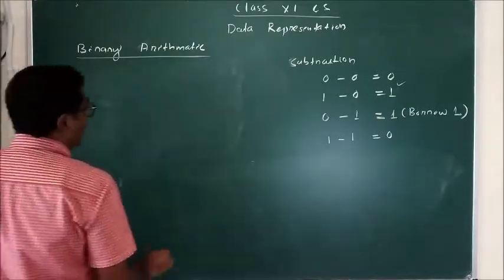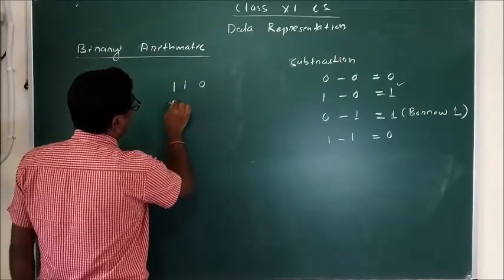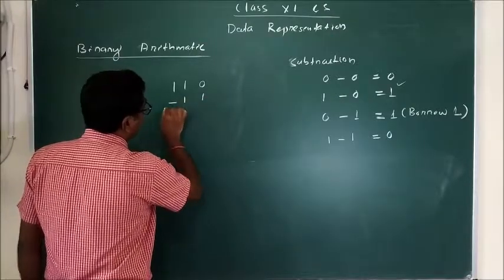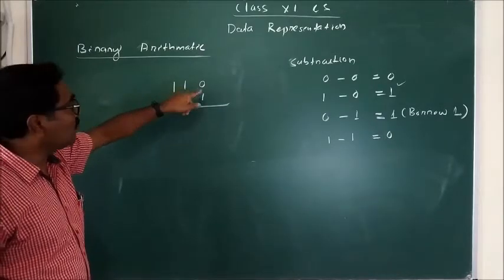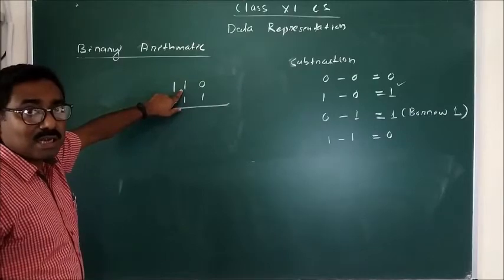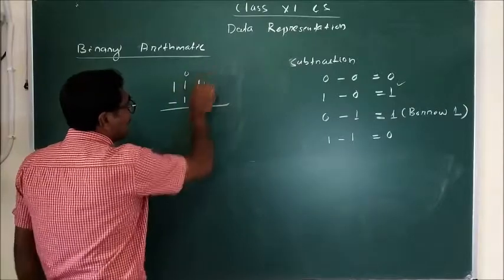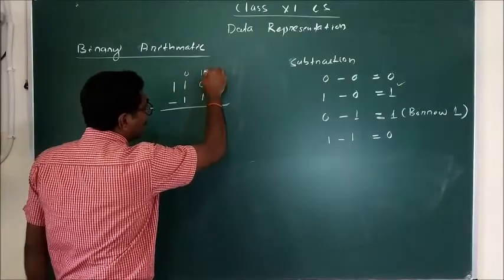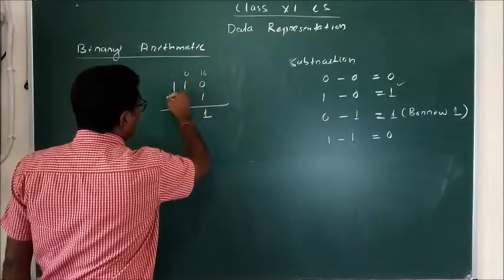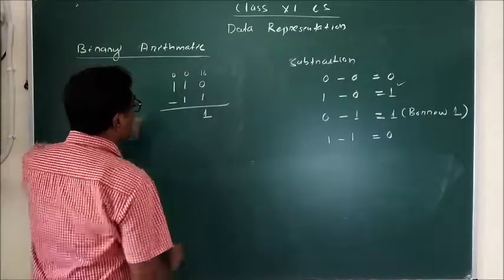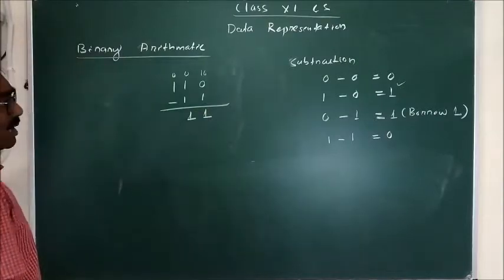Suppose I am doing something like that: 1 1 0 minus 1 1. Then what happened? 0 minus 1 is not possible, so I have to take 1 from here. If I am taking 1 from here, then what happens? This itself becomes 0 and it becomes 1 0, that means 2. 2 minus 1 is equal to 1. And that's again 0 minus 1, not possible. So I am taking 1 over here, then this becomes 0, it will become 1 0. 1 0 minus 1 is equal to 1, 1 is the result.